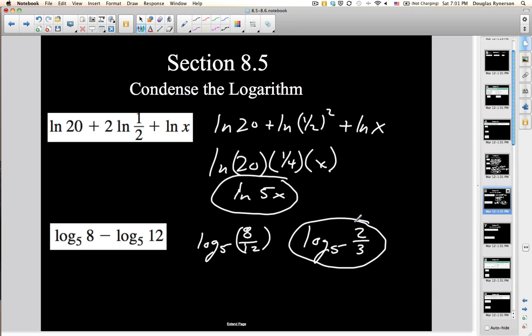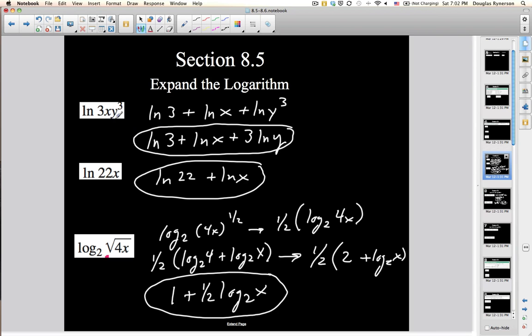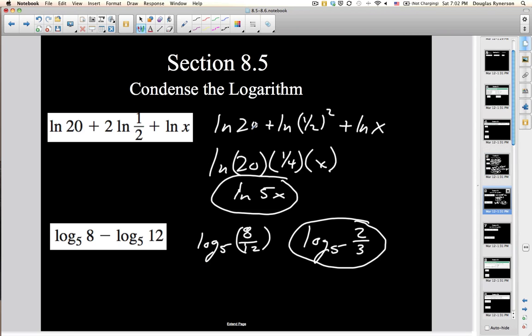Okay, so when you're expanding, you're taking items that are being multiplied or divided and pulling them apart into either addition or subtraction, and you're taking exponents and making them coefficients. And when you're condensing, you're doing the reverse. You're taking coefficients and making them exponents, and you're taking items that are being added, and what you do is multiply the objects there.